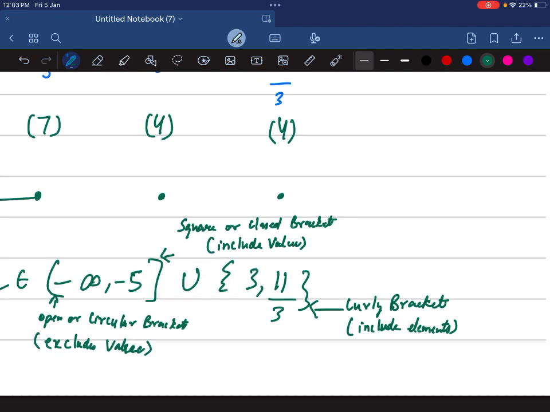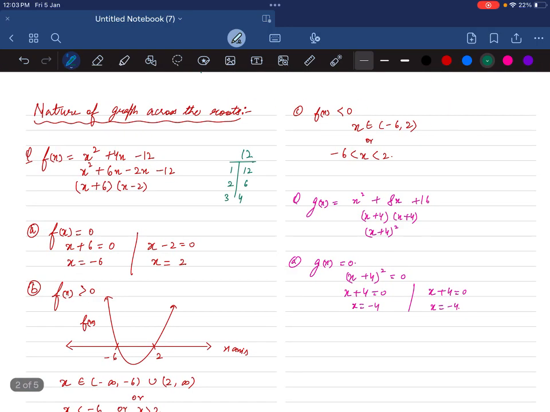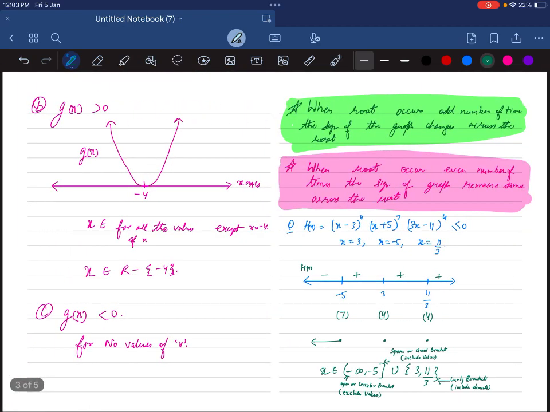Right, so this was about the nature of the graph across the roots. If you guys have any doubts or questions, you can write in the comments, right? Okay, hope you understand this topic.